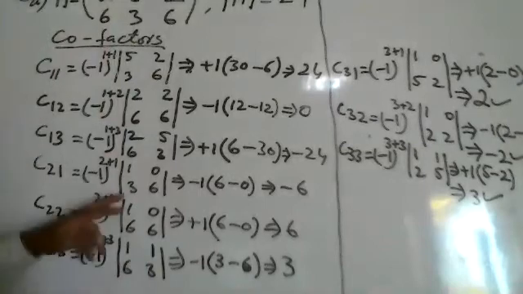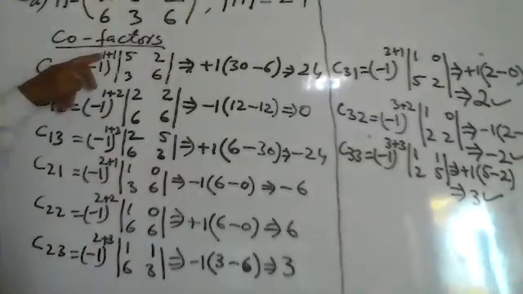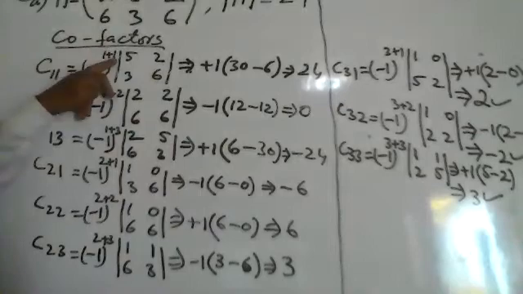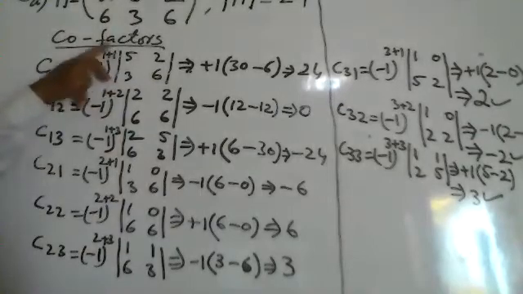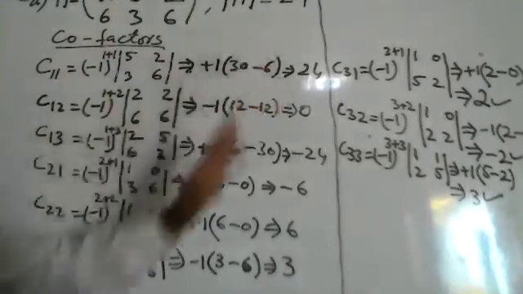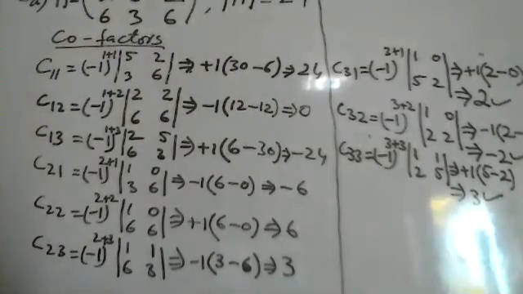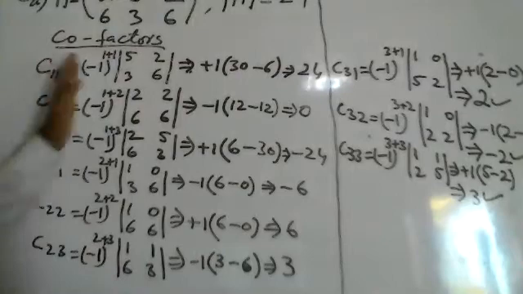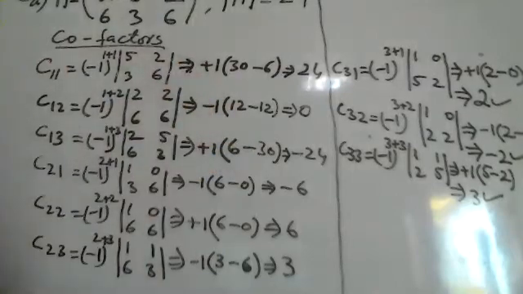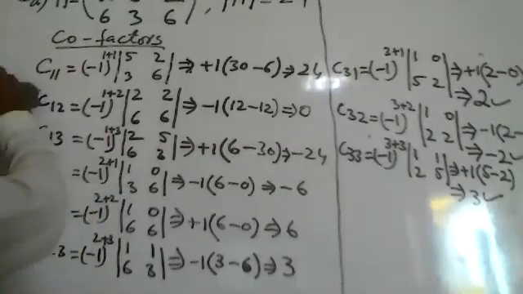When they are multiplied with minus 1 raised to power i plus j, row plus column, then it will be called the cofactor. So first we'll find the cofactor by this method. Then we'll find the matrix of the cofactor.